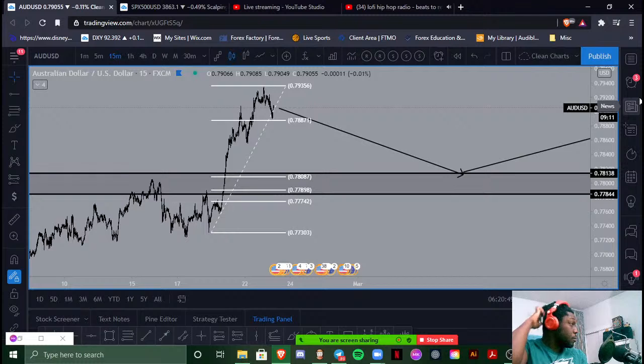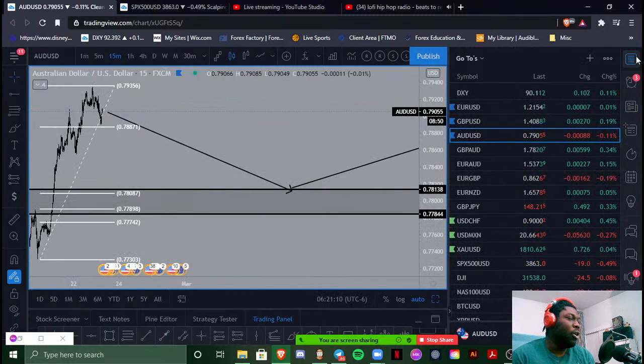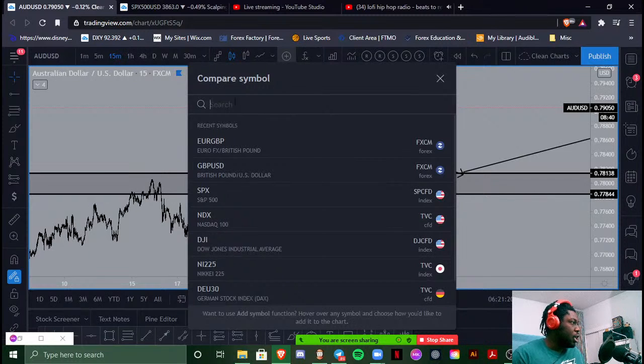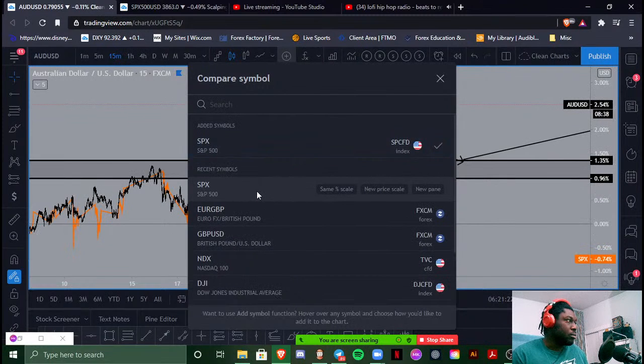Now, it's funny because there's some evidence behind it that people say that when it comes to AUD/USD, it matches the S&P 500. But as we can see yesterday, the S&P 500 and other U.S. indices were not cooperating. The only one cooperating was the U.S. 30. Because look, if we compare or add symbols, let's go SPX 500.